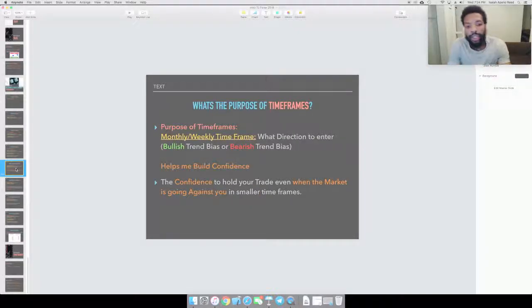So first, I use the monthly or sometimes the weekly time frame for the direction. It helps me build confidence, the confidence to hold your trade even when the market is going against you. Some of you guys who already started trading, you know how that is. The market goes against you, and you start to lose confidence on if you should hold this trade or not. I use the larger time frames to give me that confidence to be able to hold the trade, depending on where my stop loss is, or even if you have a stop loss.